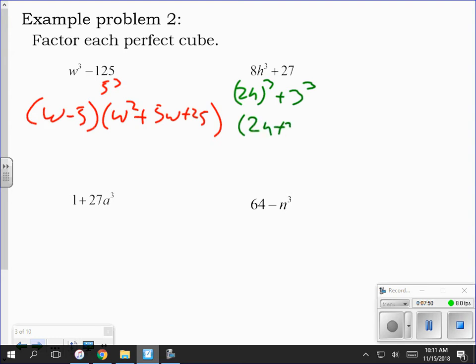2h plus 3 times the first term cubed, or sorry, squared. So that's 4h squared. Minus, because that's plus, so my first one here is minus. Multiply the 2. 2h times 3 gives me 6h. Plus the last term squared. 3 squared is 9.